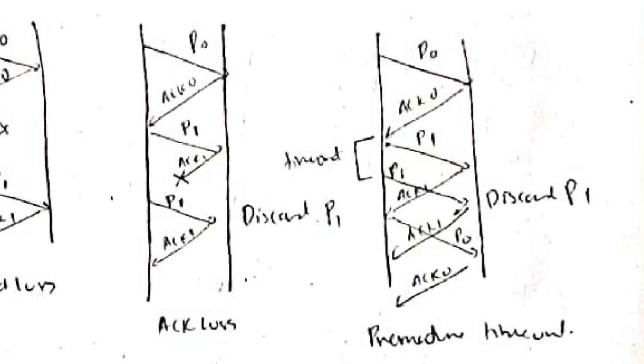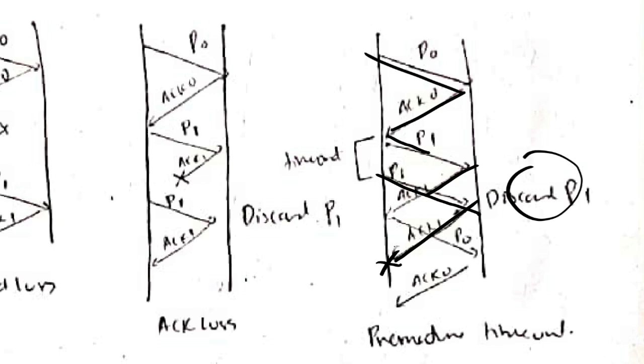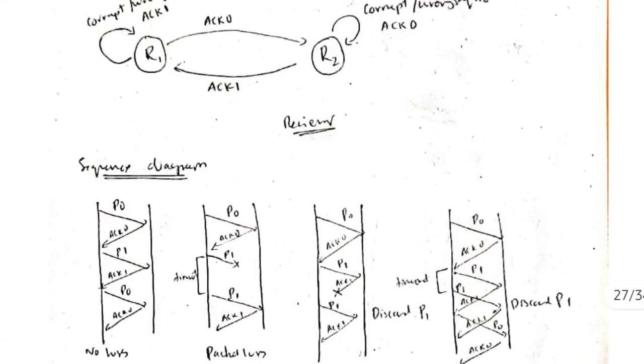From here the next transmission will happen. To wrap up, P0 ACK0 happened and P1 was sent, and before receiving ACK1, the machine sent P1 again. That acknowledgement came here and will not make any effect. P1 will be discarded and ACK1 will be ignored. When the ACK1 came here, P0 was sent, and from here normal transmission will resume. So these are the 4 cases for which you have to draw the sequence diagram and explain.